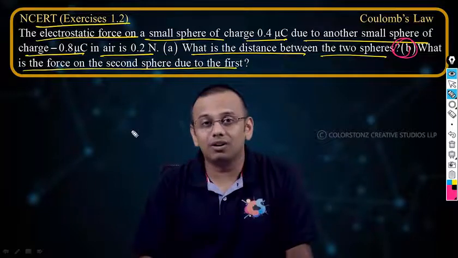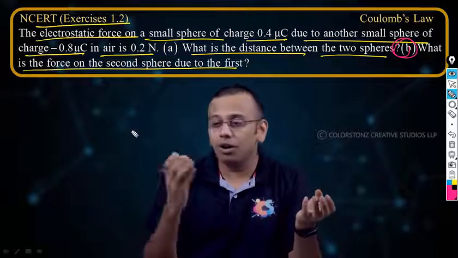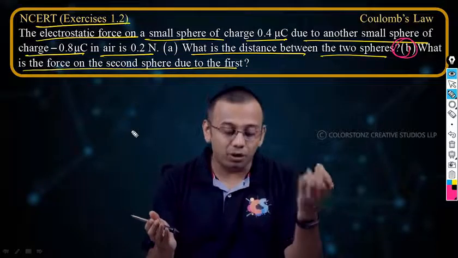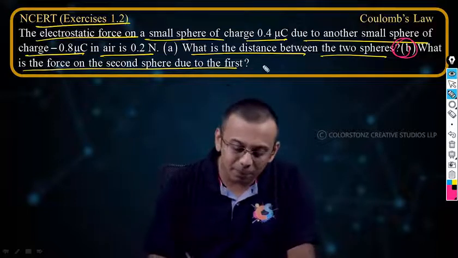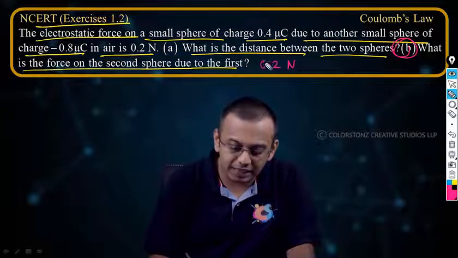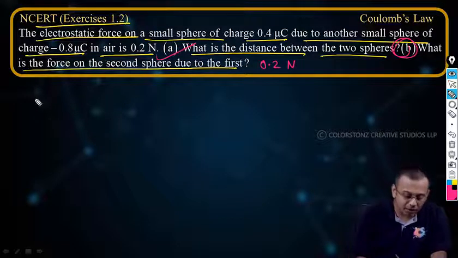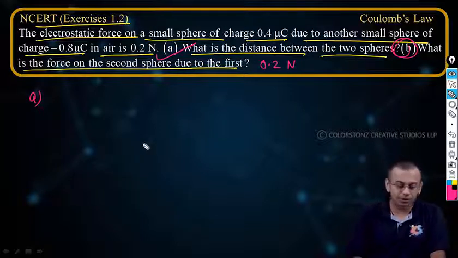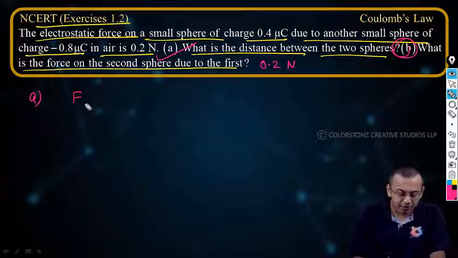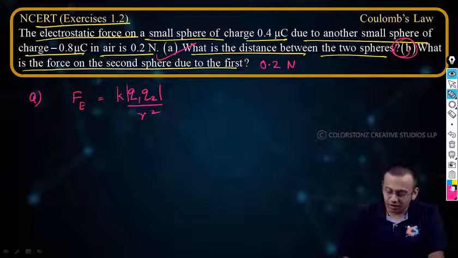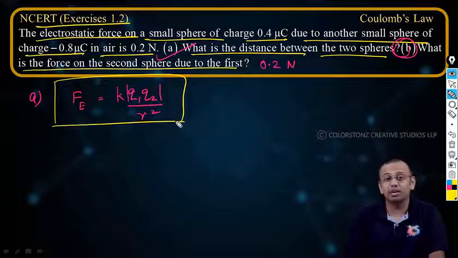As per Newton's third law, if some force is applied on 2 by 1, then the same equal and opposite force will be applied on 1 by 2. So the answer to the B part is simply 0.2 Newton. The same force is going to be applied. For the first part, the A part, we need to solve. We need to apply Coulomb's law. So we have Fe is equal to K Q1 Q2 by R square, and we take only the magnitude of these charges. So this is the formula which we have to apply.